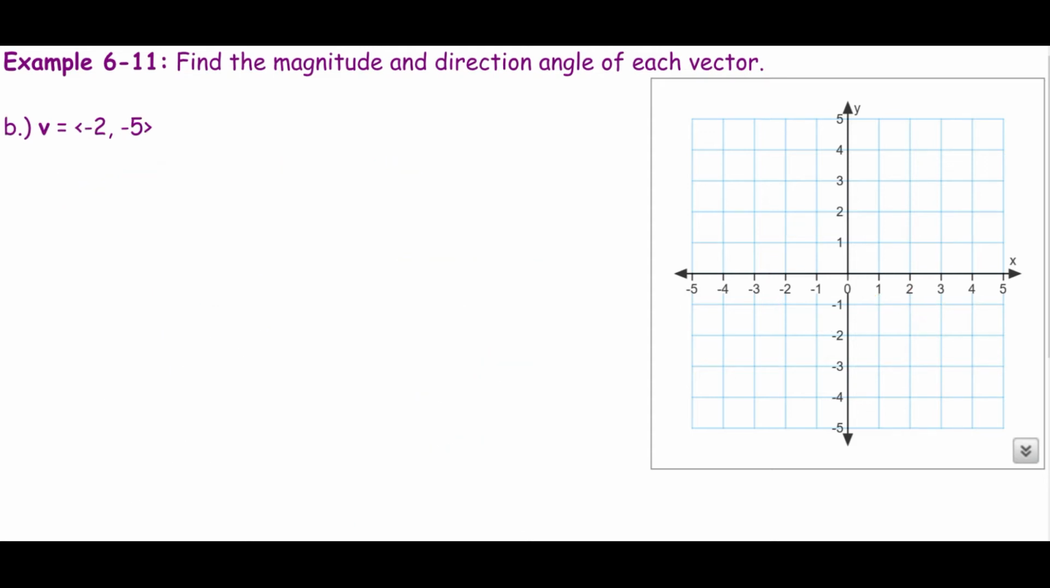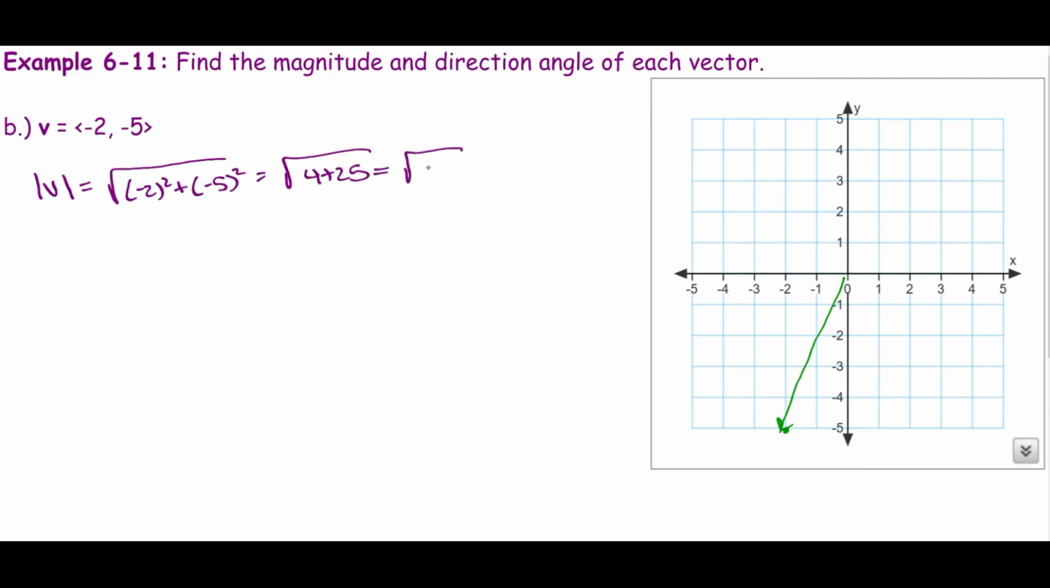And just one more example of finding the direction angle here. Again, we're going to plot this vector. So I've got -2, -5. So my vector is here. So my vector is in quadrant 3. So again, the first thing I'm going to do is find the magnitude. So we have the square root of -2 squared plus -5 squared, which is going to give me 4 plus 25, which will give me the square root of 29.